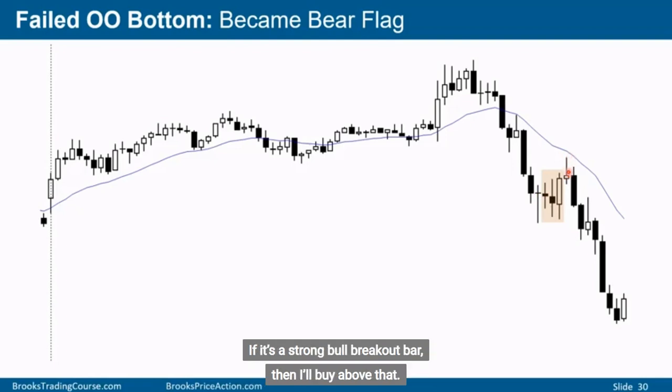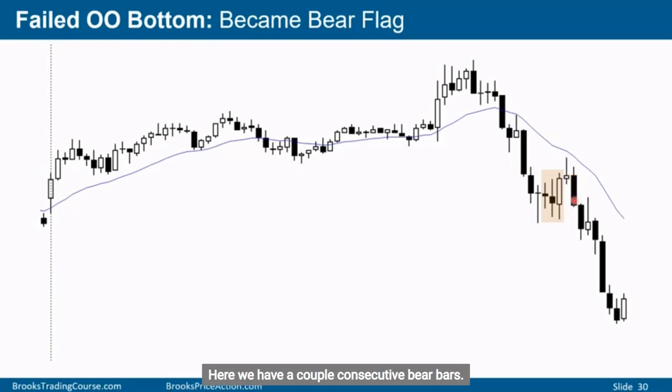If it's a strong bull breakout bar, then I'll buy above that. If there's a strong bear breakout bar, then I might sell below that. Here we have a couple consecutive bear bars. Theoretically, it's a sell below. I don't like the tail.